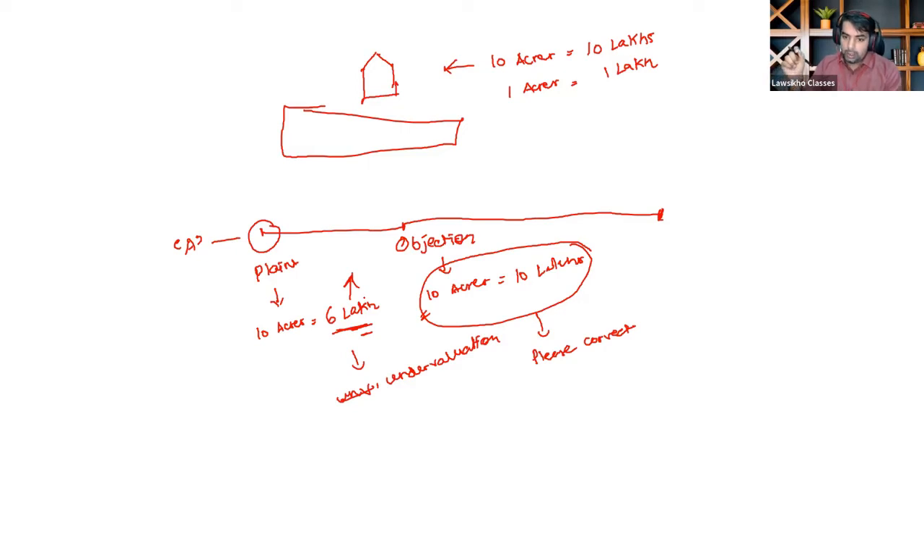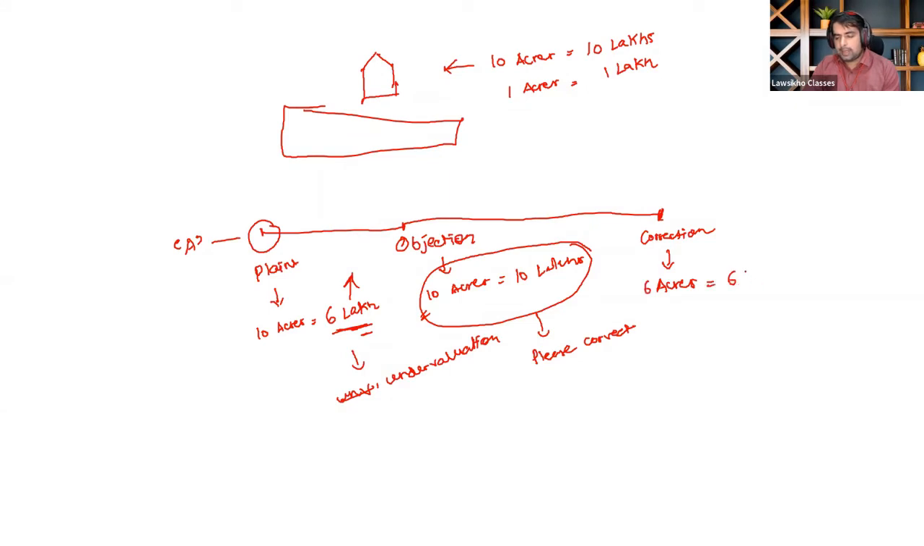In order to bring it within that bracket, he struck off a certain claim. What did he do? He kept his plaint at 6 lakhs, but he struck off the main claim. He said, look, I am not claiming 10 acres, rather I am claiming only 6 acres.